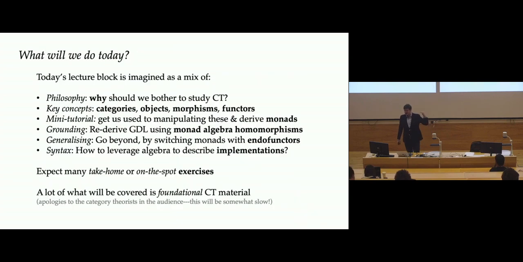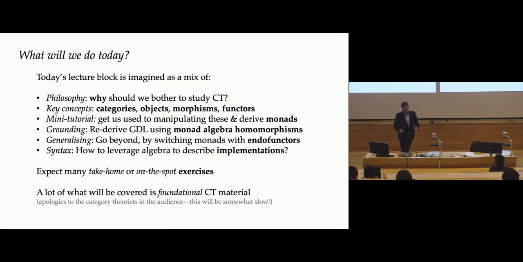So here is a rough overview of everything we will do in the next 2 hours. We'll talk a little bit about just philosophical questions. Why should we bother to study category theory, especially for deep learning? Then we will talk about some of the key concepts, categories, objects, morphisms, and functors, which will be necessary to talk about how to generalize geometric deep learning using them. And then we will do a bit of a mini tutorial to get us comfortable manipulating these concepts and also derive the concept of a monad.